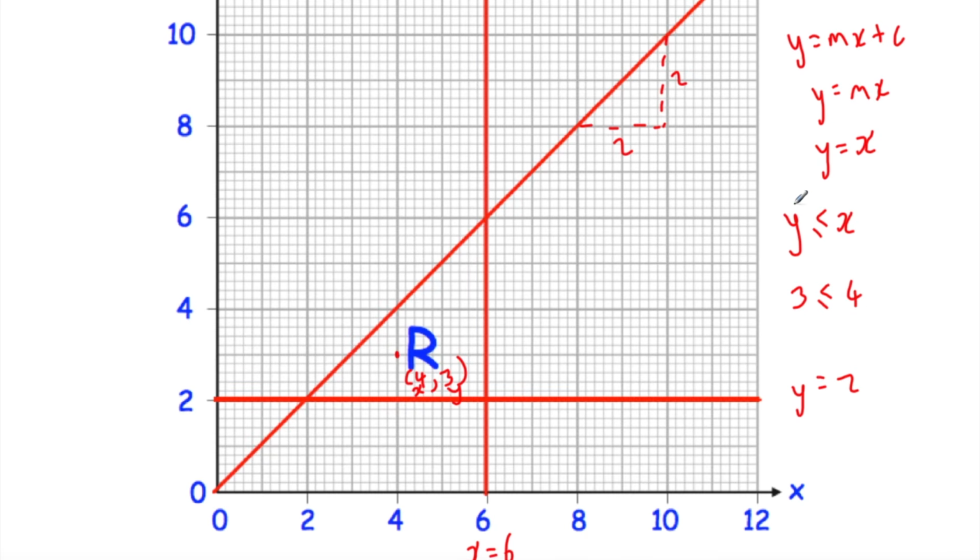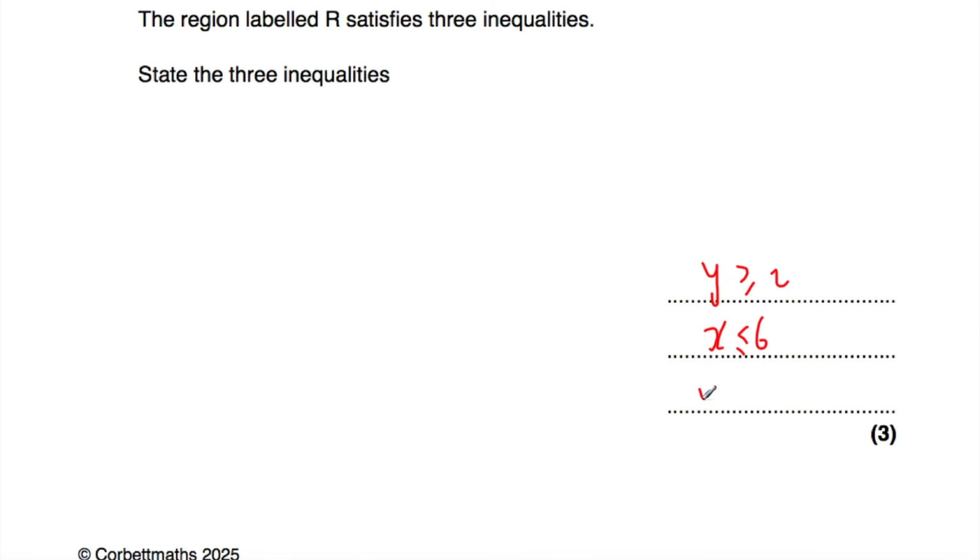And that would work because if we had the inequality y is less than or equal to x, and we had this point here, which is in the region that we want, with an x coordinate of 4 and a y coordinate of 3, if we substitute those into y is less than or equal to x, we get that 3 is less than or equal to 4, so that would work, and that would be in the region that we want. That's fantastic. So that means our next inequality was y is less than or equal to x, and that's it.